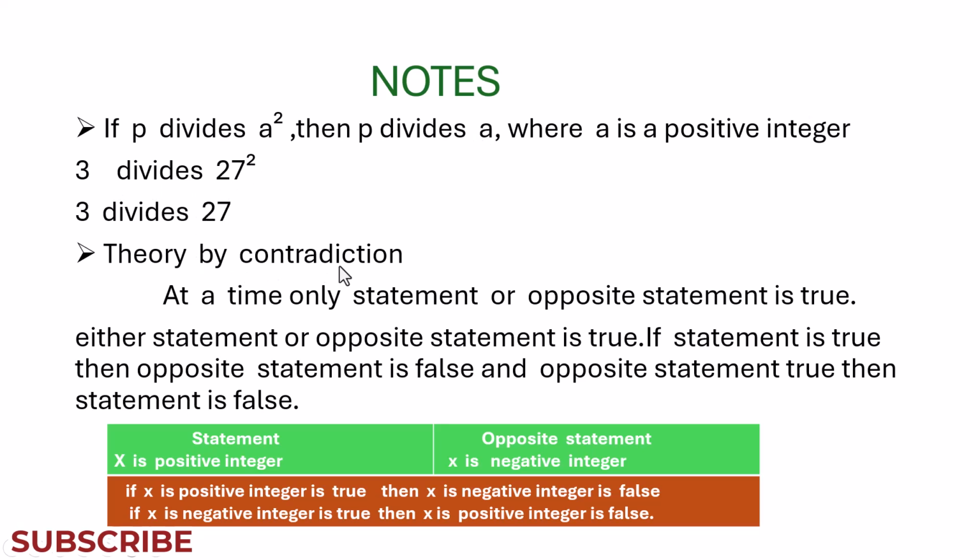Then, proof by contradiction. At a time, only the statement or the opposite statement is true. Either the statement or the opposite statement is true, only one. If the statement is true, then the opposite statement is false, and if the opposite statement is true, then the statement is false. For example, statement: x is a positive integer; opposite statement: x is a negative integer. At a time, any one statement is true. If x is a positive integer is true, then x is a negative integer is false. If x is a negative integer is true, then x is a positive integer is false. This is proof by contradiction.